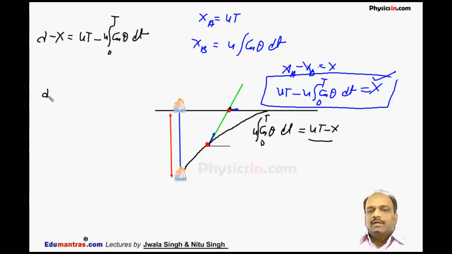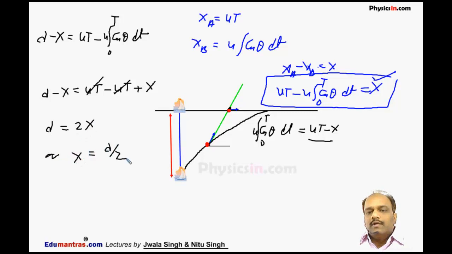So I get d minus x, that is equal to ut minus ut plus x. So this ut will cancel out. We get d is equal to 2x, or x is equal to d by 2. This is the separation between these two ships, the ship A.